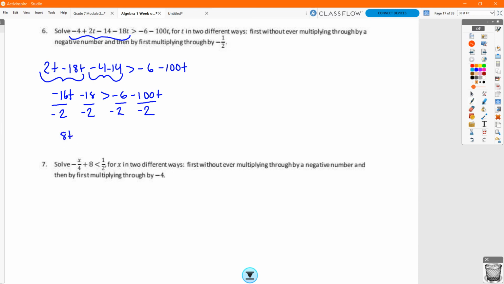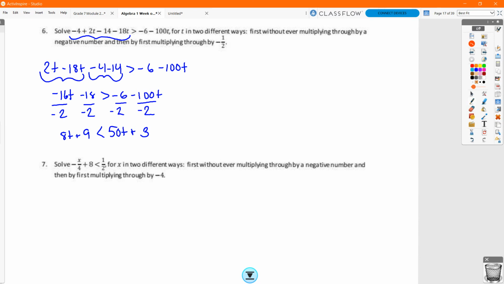And negative 18 plus 2 would be a positive 9, is less than a negative 6 divided by a negative 2 would be a positive 3. And a negative 100t divided by a negative 2 would be a positive 50t. Okay, now I can solve.